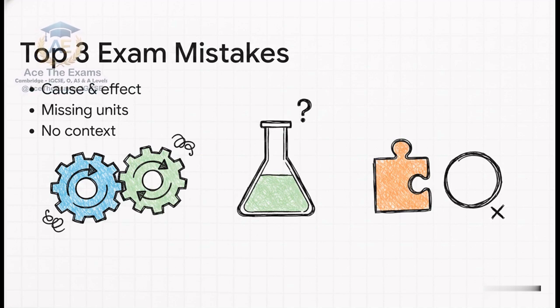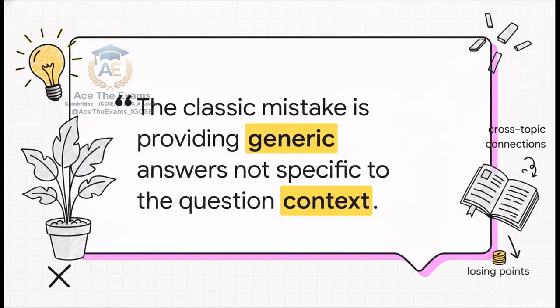Principal Examiner reports. Number 1, confusing cause and effect in the cycle. Number 2, forgetting to check your units and terminology. And number 3, which is probably the most damaging, providing answers that are not specific to the context given. Listen closely to this examiner quote. The classic mistake is providing generic answers not specific to the question context.